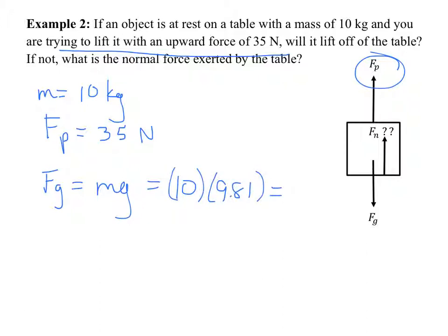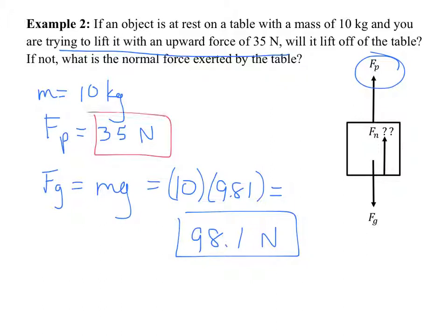Okay, giving me a force of 98.1 newtons. Focus, Andrew, focus. So, I can look at this problem and say the force I'm pulling up with is clearly less than the weight of the object. So am I going to be able to lift this off the table? No, I'm not. But I'm helping out the table. I'm helping it by pulling up with 35 newtons, so the normal force doesn't have to do as much. But again, this object isn't moving.